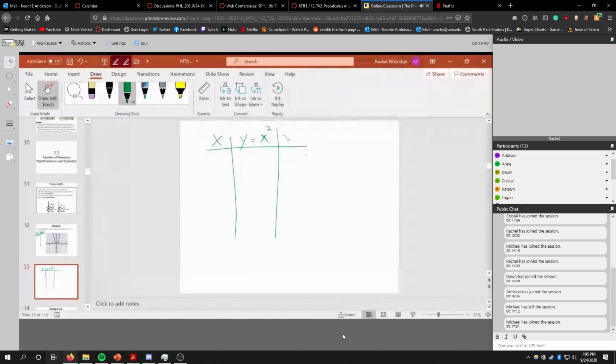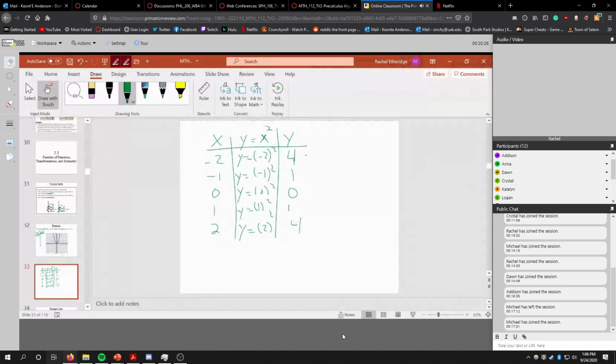you're going to have, so let's just start over here, -2, -1, 0, 1, and 2. Squared is 4. So your y value is going to be 4. Square -1, you're going to get 1. Square 0, you're going to get 0. Square 1, you're going to get 1. Square 2, you're going to get 4.